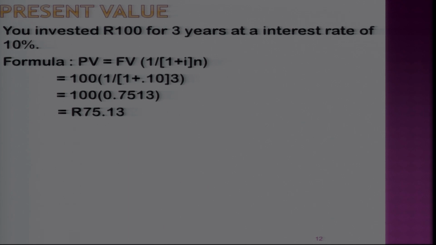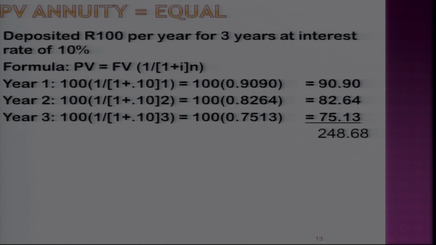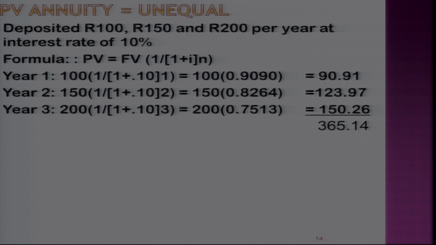So you invested 100 Rand for 3 years at an interest rate of 10%. Principle is exactly the same. Know the formula, substitute the amounts in the formula, and that's how you get your answers. Your present value annuity, equal amounts, that just says that you're going to get the same amount every single year. Deposited 100 Rand per year for 3 years at an interest rate of 10%, right? And then you're basically just going to substitute it and then calculate it. Annuity, unequal amounts, deposited 100 Rand, then 150, then 200 at 10% interest rate.